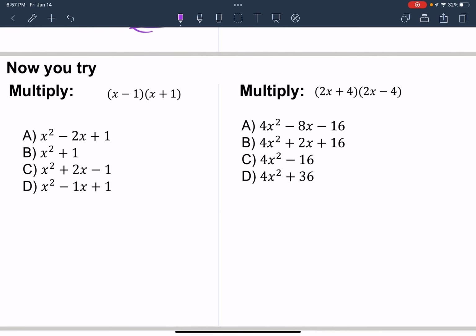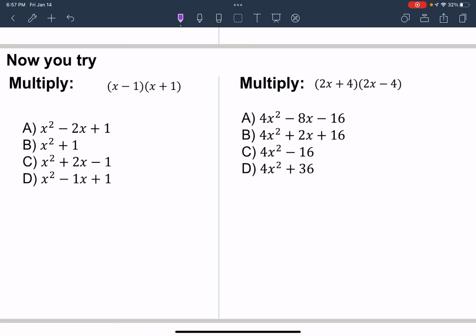So why don't you try these two problems? X minus 1 times x plus 1. Okay, this is an error. It should be x squared minus 1. That is the correct answer because this is a and this is b. So this will be x squared minus 1 squared, which is x squared minus 1.